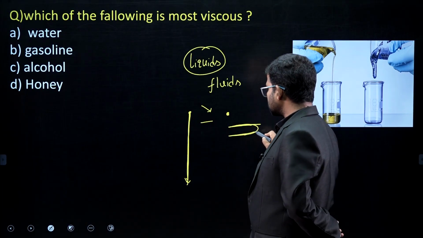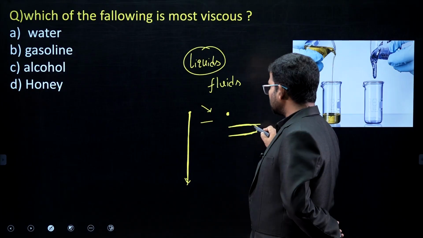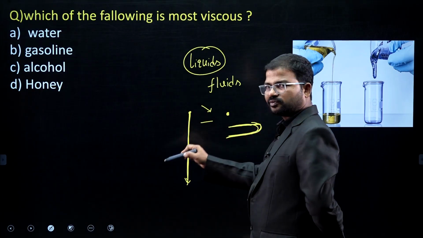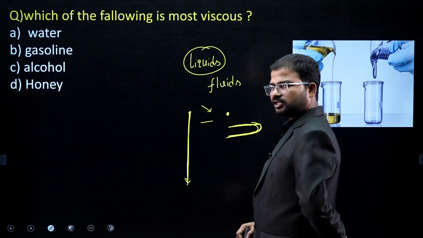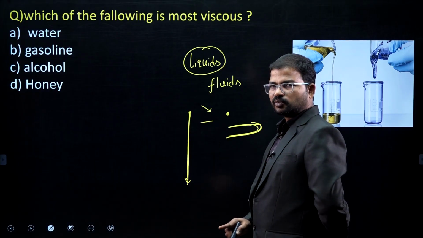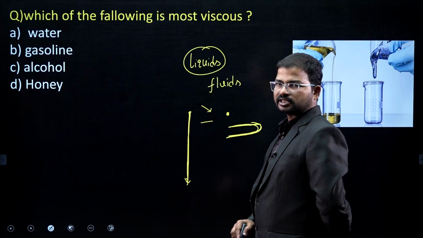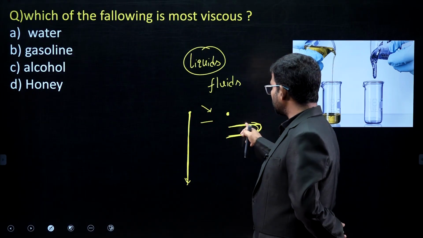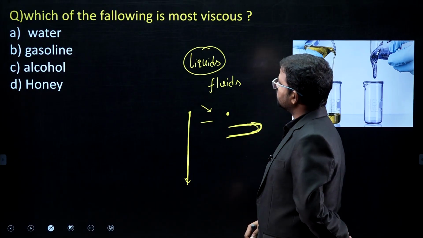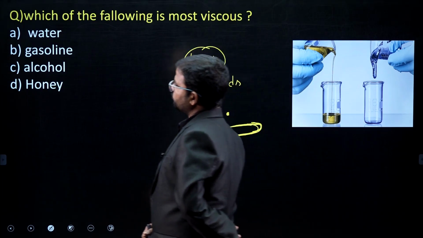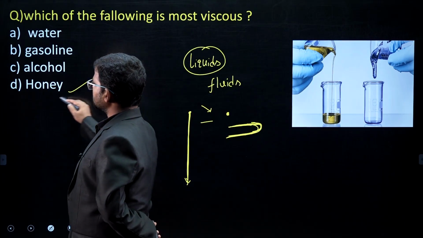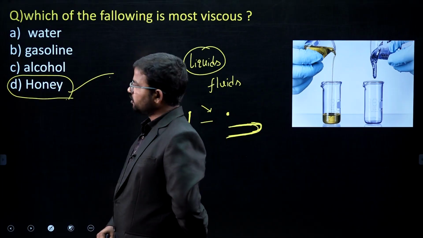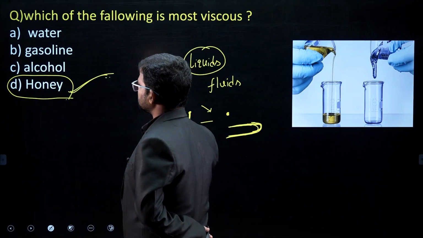Let's imagine this is the second layer of molecules. These second layer molecules always pull backward against the motion, so they do not tend to move forward. That is one force which restricts the movement of liquids, and that force is nothing but viscous force. Which one has the highest viscosity? Mostly grease, second honey only. So option D is the right answer here.